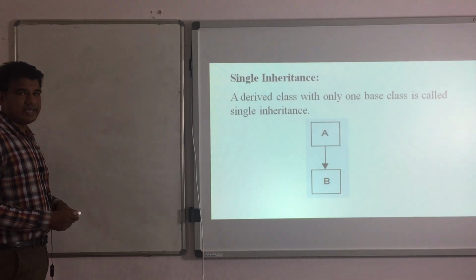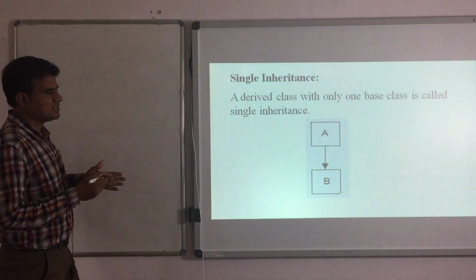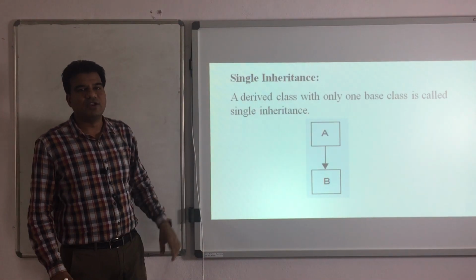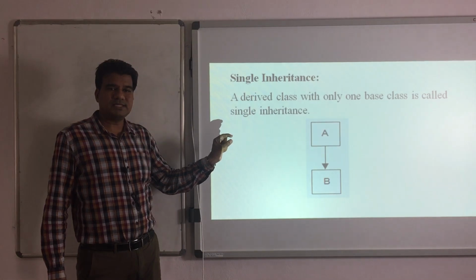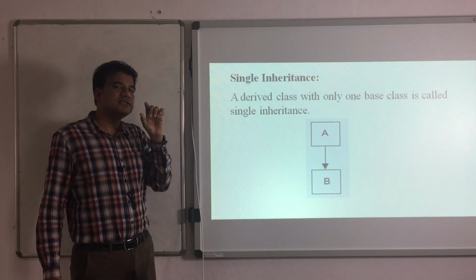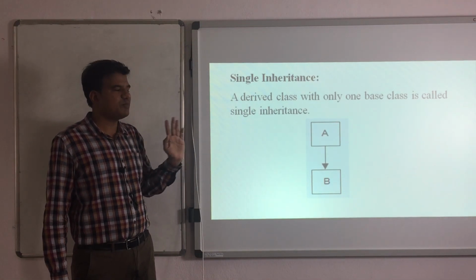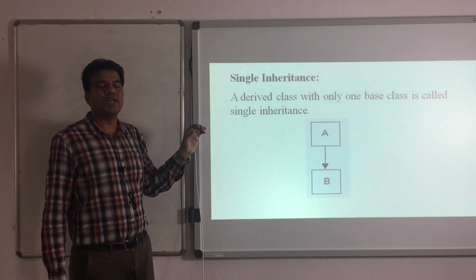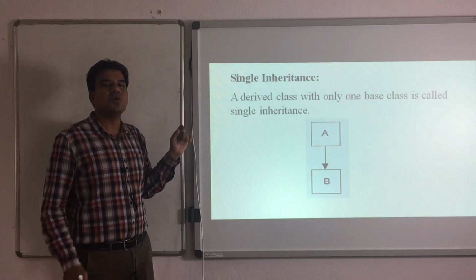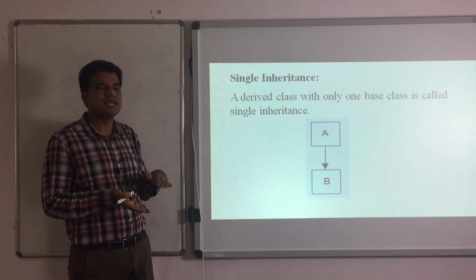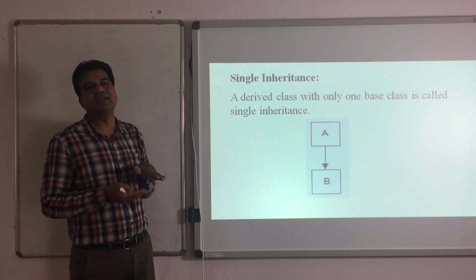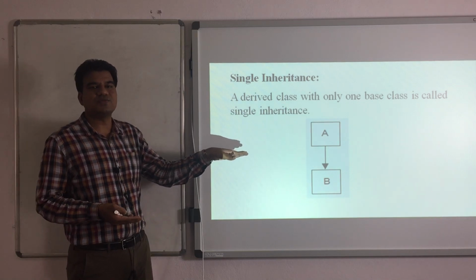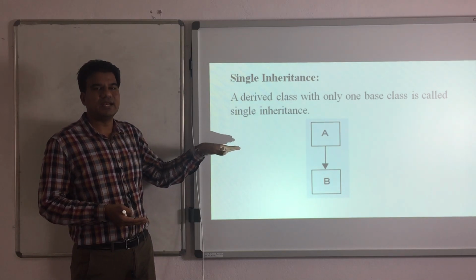Okay, so if you go to single inheritance, the concept is very simple. I have shown you with the help of a graphical representation as well. When you have a single base class and from that you are deriving a single derived class, this type of inheritance we call single inheritance. It is a very simple form of inheritance: only one base class, only one derived class, and in between you have the relationship of inheritance.